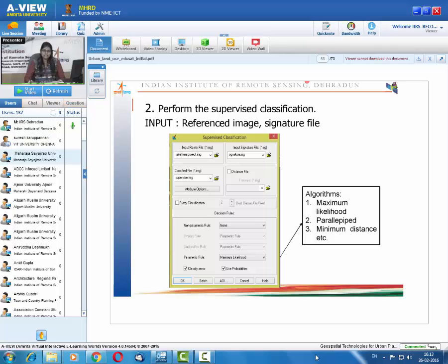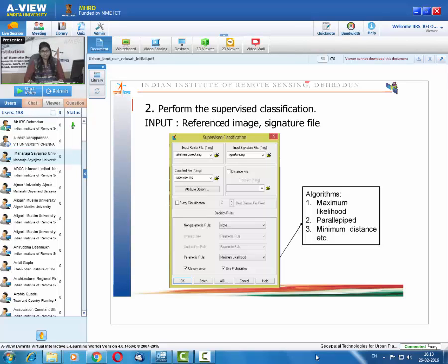When I say subsetting the image, it is also essential because sometimes we are only concerned about the planning area boundary, or the metropolitan area boundary, or the block area boundary. So we can subset the satellite imagery, extract only our area of interest, that is the planning area boundary or the metropolitan area boundary, and perform the classification schema on that. And the input will be your subsetted image, the referenced image, and the signature file.